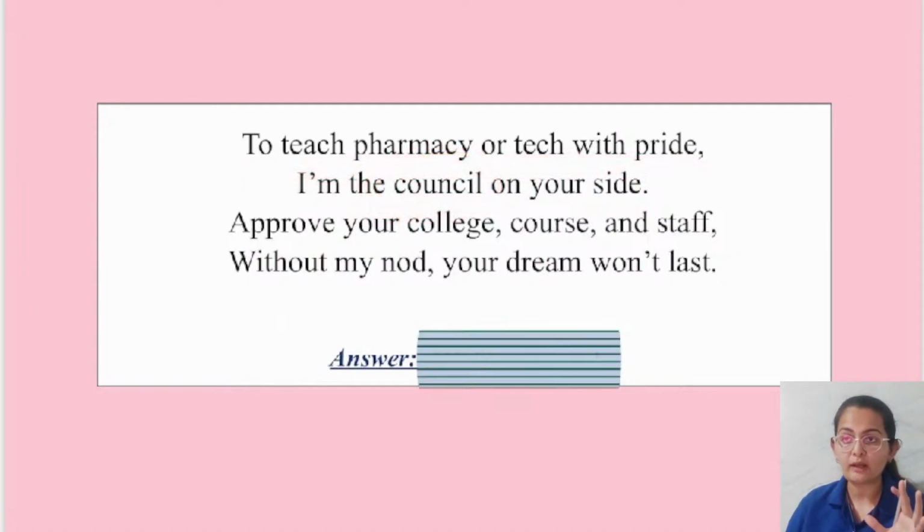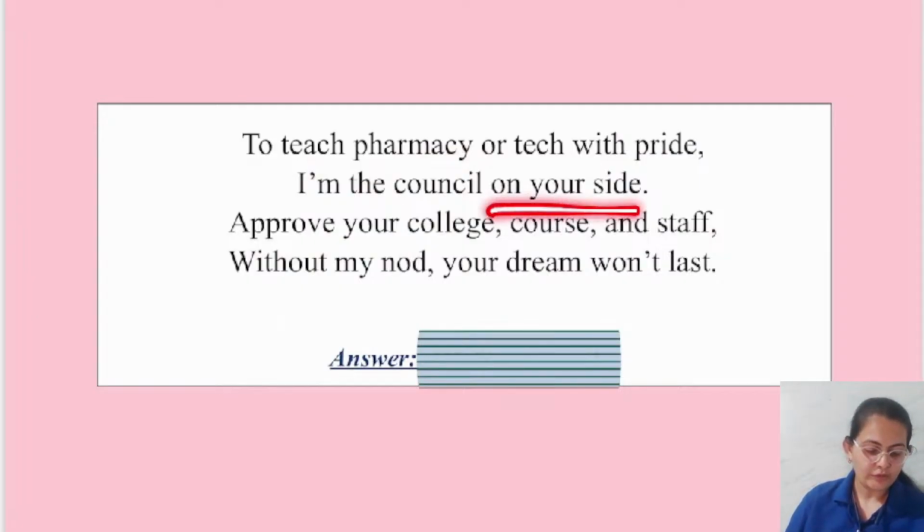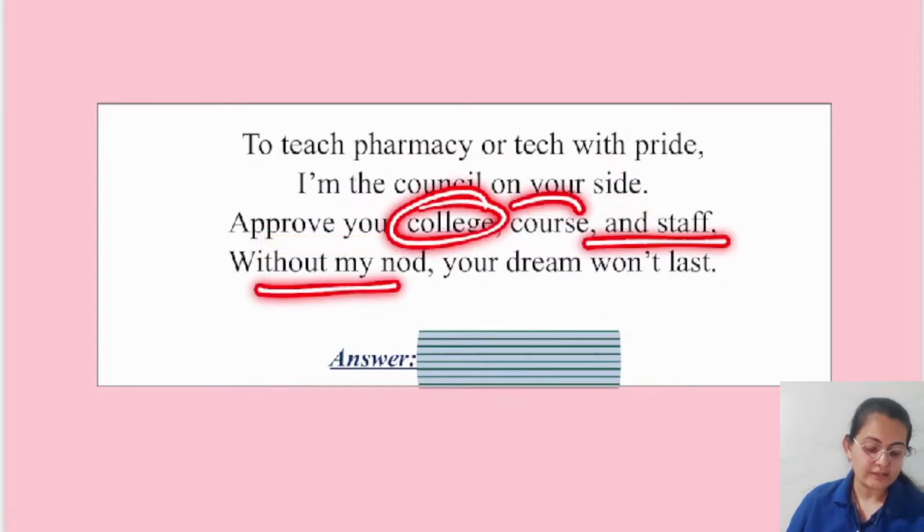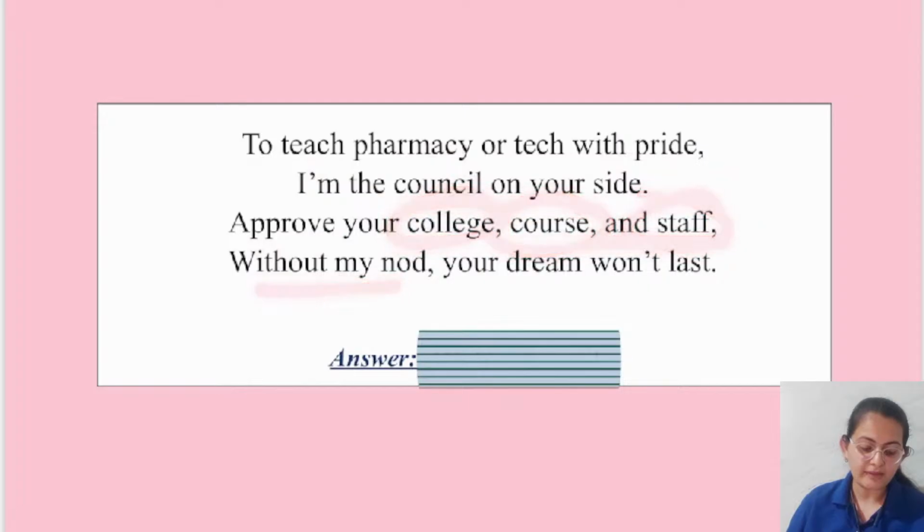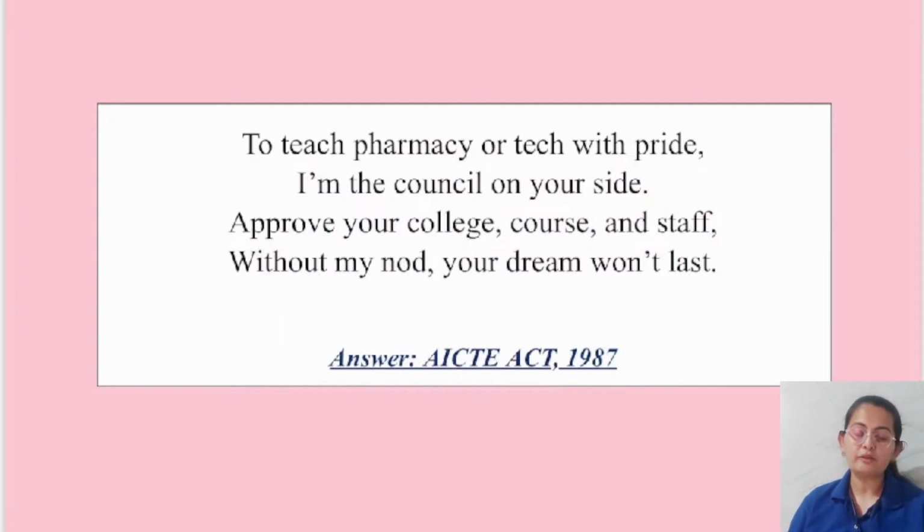It is talking about any council. So, is there any Act which talks about council? Remember, on your side, approve your college, course and staff. Without, see, college as well as course as well as staff. Without my nod, your dream won't last. Which Act is it talking about? Yes, Ansari, correct. It is talking about the AICTE Act of 1987.